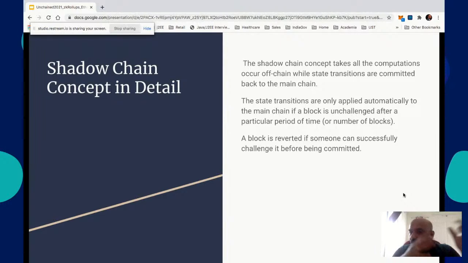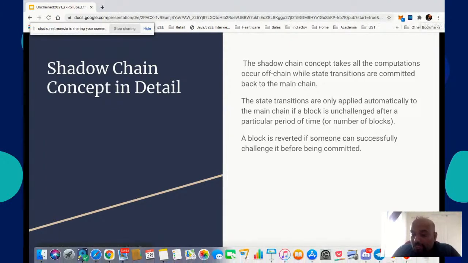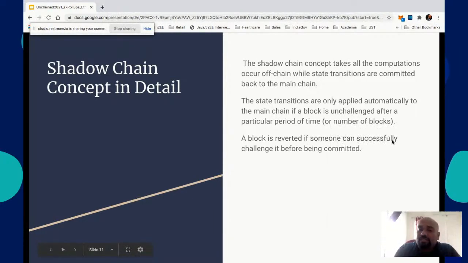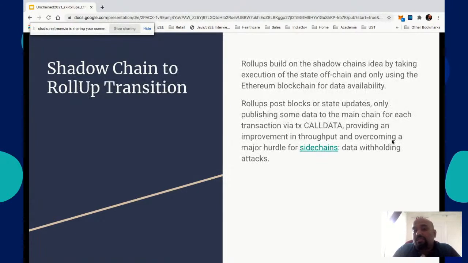We are not going deep into that, but coming back to Ethereum engineering, when we talk about state transitions, they are applied automatically to the main chain if blocks are unchallenged after a particular period of time. A block is reverted if somebody can successfully challenge it before it is committed. This concept of reverting a block is very interesting, and it is now even powering some very promising concepts like flash loans. Flash loans are powered by concepts like reverting a block when absolutely necessary.